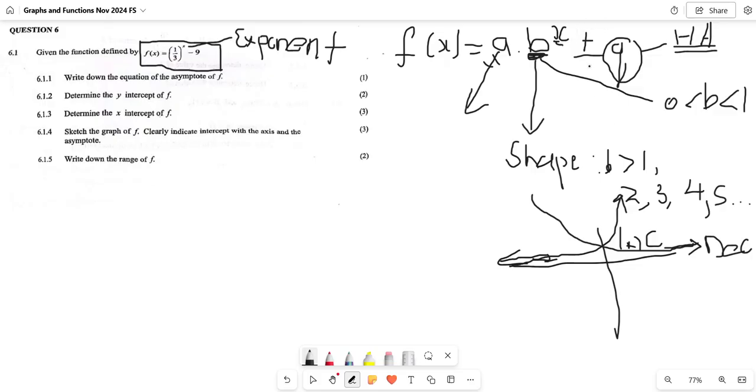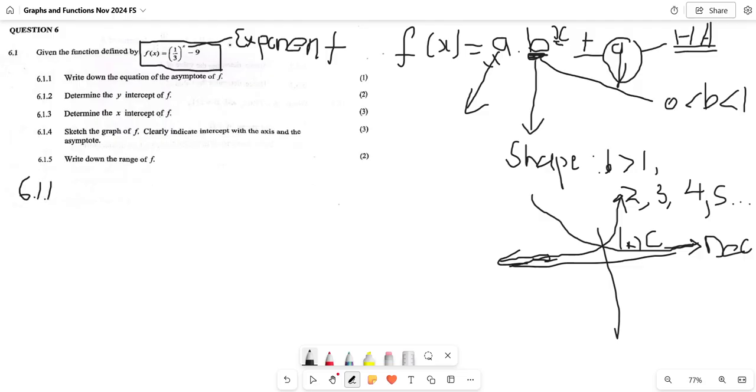If the value of q is a positive number, the graph is going to shift upwards. If the value of q is a negative number, the graph is going to shift downwards. That is about parameter a, parameter b, and parameter q. Now let us indulge our questions as far as this question is concerned.